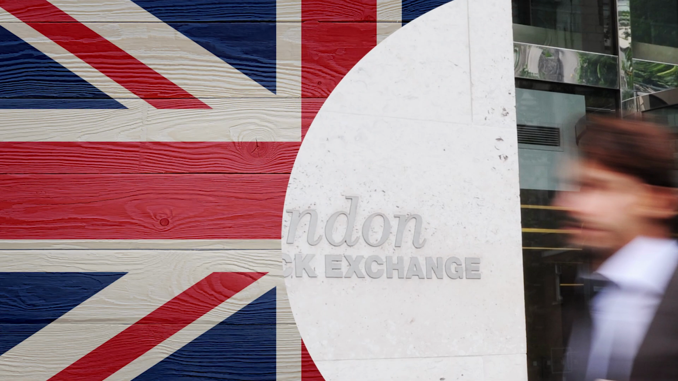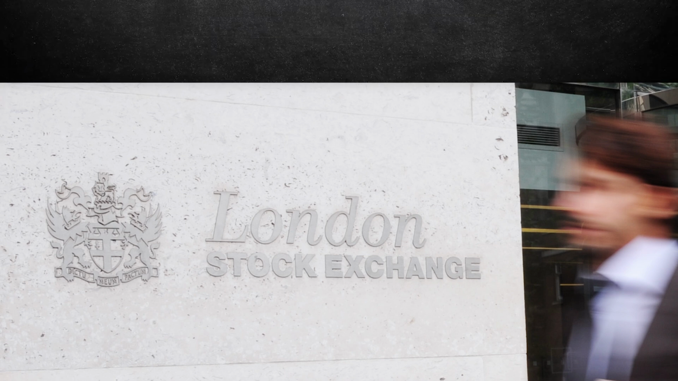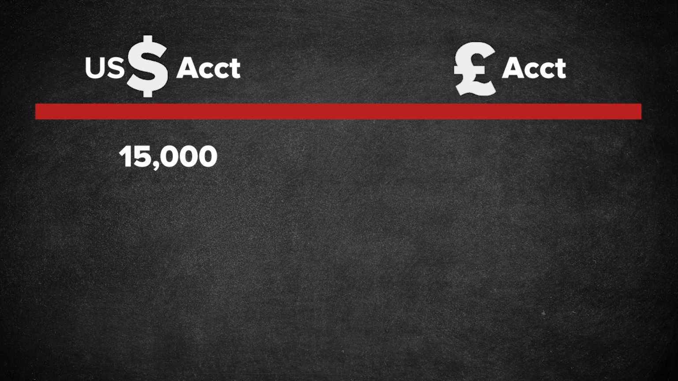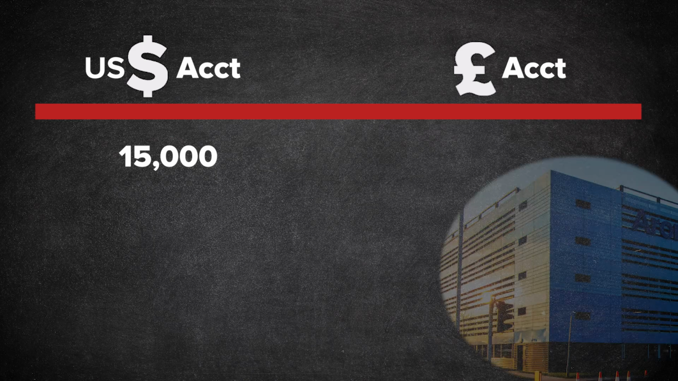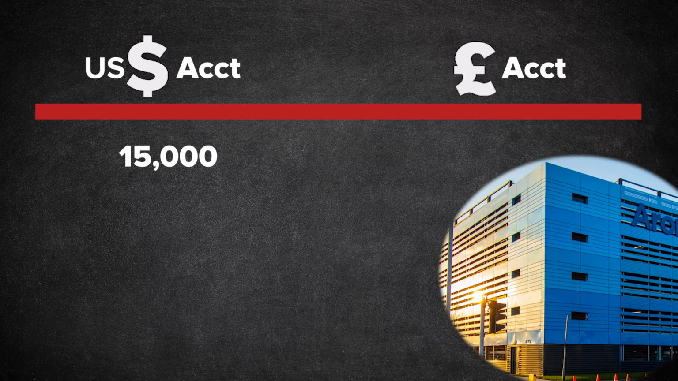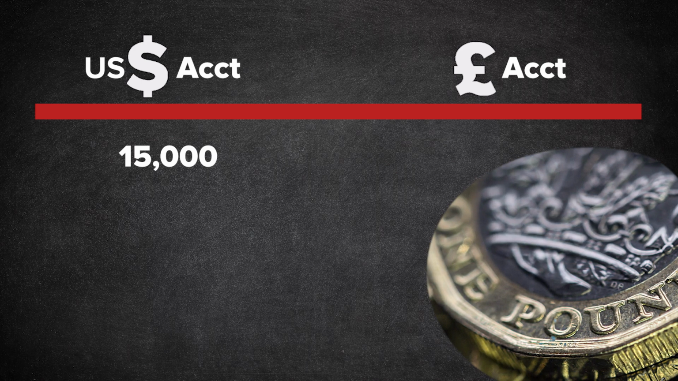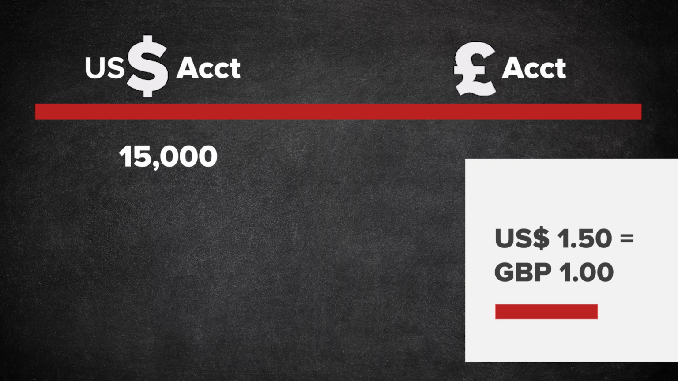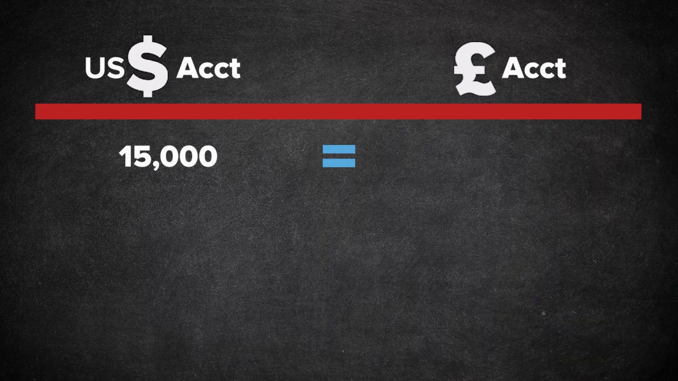For illustrative purposes, let's say you're a US investor who's buying shares in a British company that's trading on the London Stock Exchange, or LSE. Let's assume that you have $15,000 in your US dollar account and you're looking to purchase shares in ABC Corp, which are trading in London at £1 apiece. At the outset, the prevailing rate of exchange gives the British pound the power to buy $1.50, placing the sterling equivalent value of your account at £10,000.